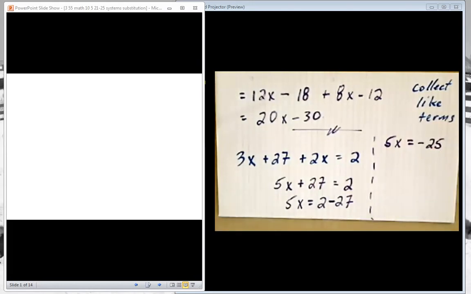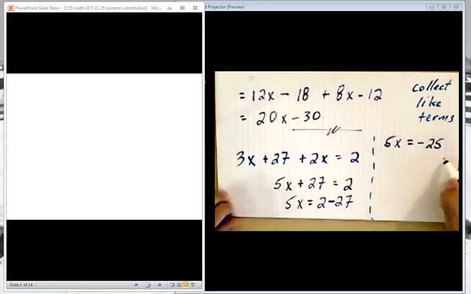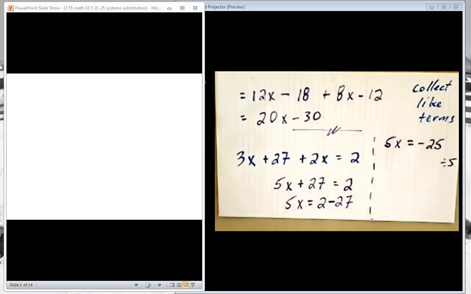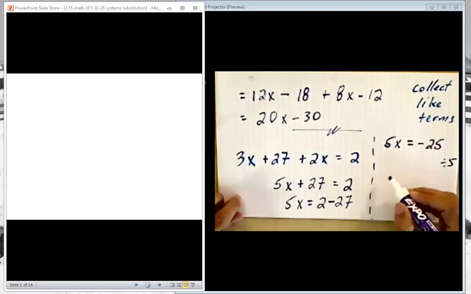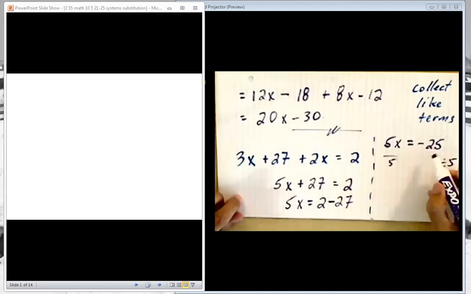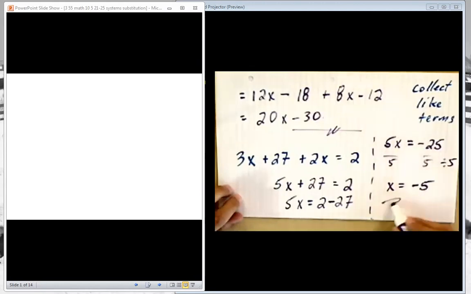Excellent. Now we divide. No, because we want x on its own. Now we divide by 5. Yeah. Divide by 5. Seesaw. x equal to minus 5. Nice. Good.